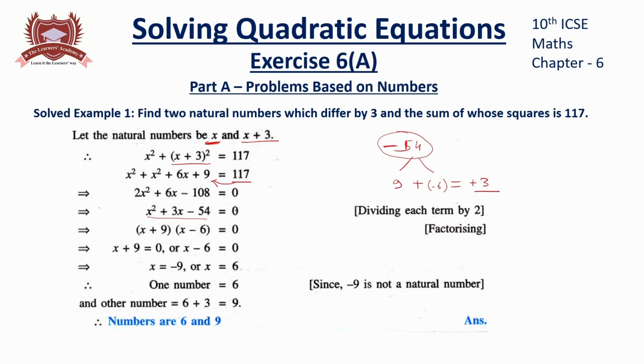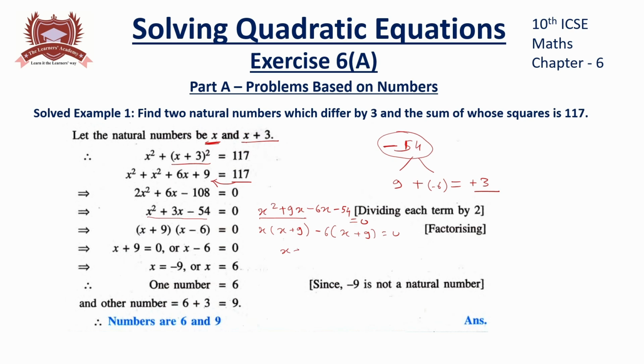So I can further separate it out as x square plus 9x minus 6x minus 54 is equal to 0. So here between these I'll get x is common. So I'll have x times (x plus 9), and between these I get minus 6 is common. So I'll have it as minus 6 times (x plus 9) is equal to 0.